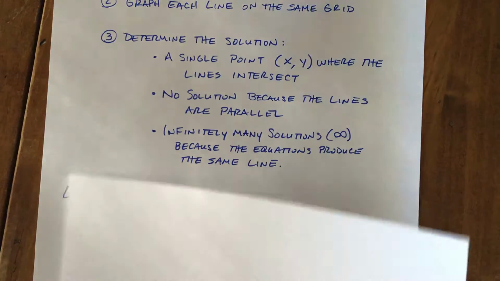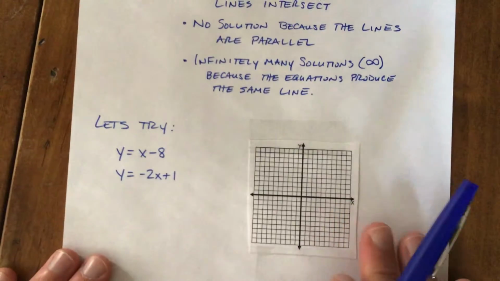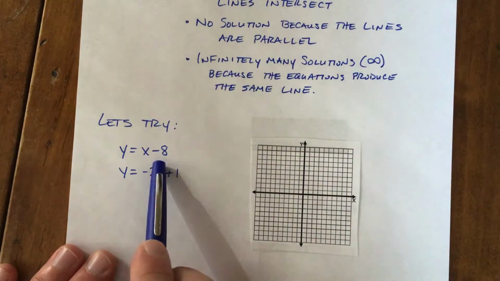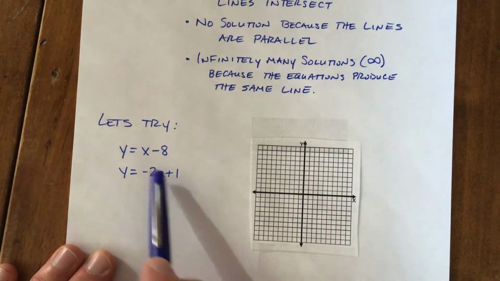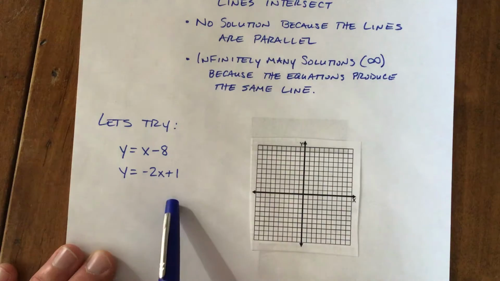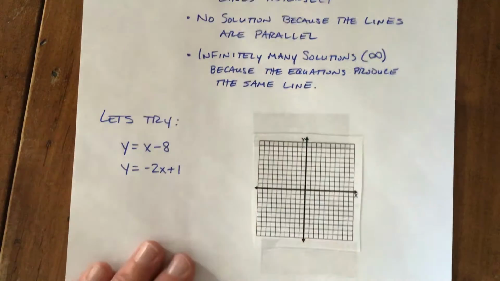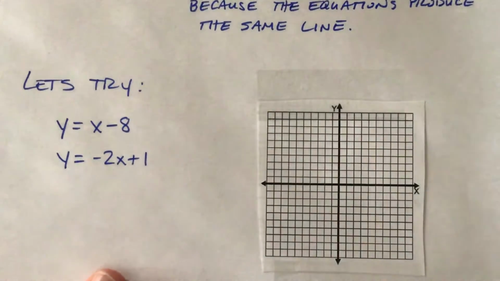Let's take a look at it. All right, so here we go. y is equal to x minus 8, and y is equal to negative 2x plus 1. Both of these are in slope-intercept form, so we can graph it. Let's zoom in on here a little bit.